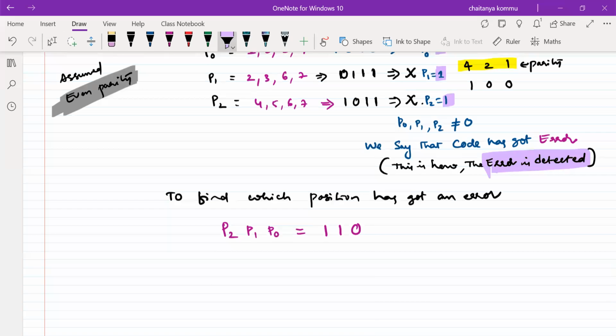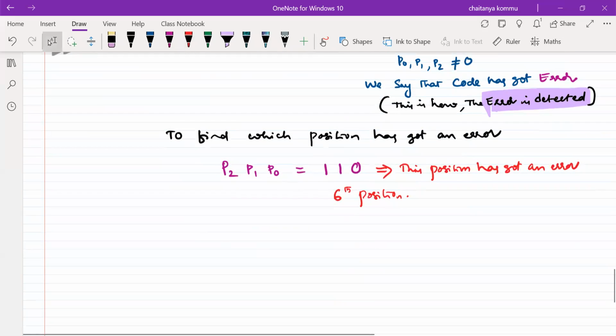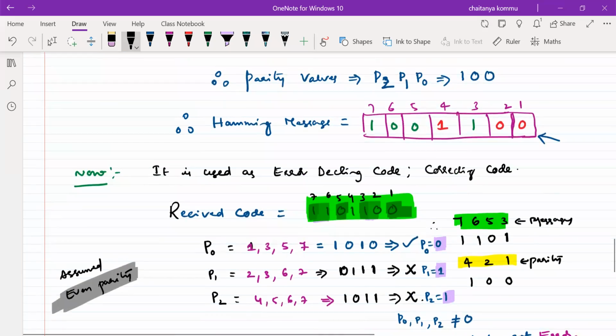This position, its binary equivalent, has got an error, right? So what is the decimal equivalent of this one? It is the 6th position. So we have to go to the 6th position. And what is the 6th position information that I have got?